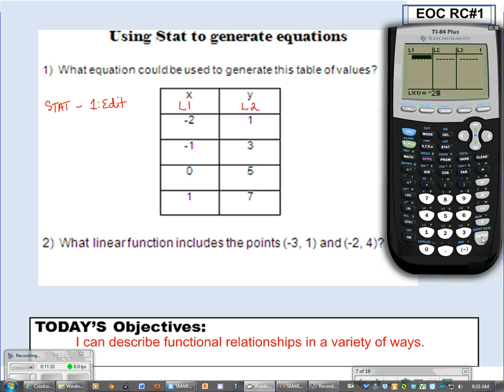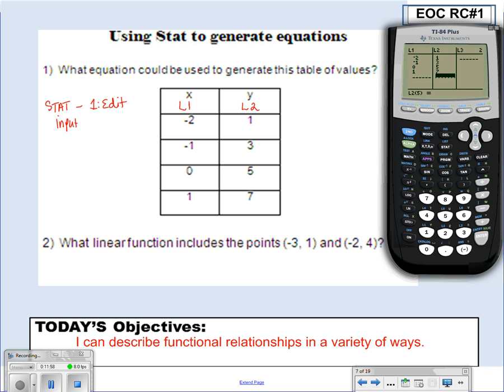So X values, we have a -2, a -1, a 0, and a 1. And then our Y values, we have a 1, a 3, 5, and 7. So again, you go into stat, choose number 1. We're putting X into L1 and our Y's into L2. Everybody got that?